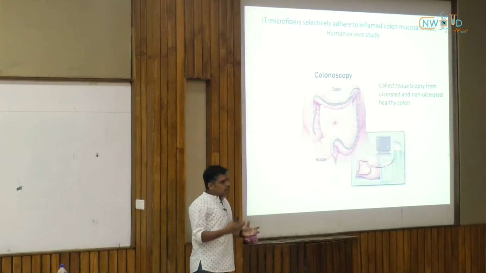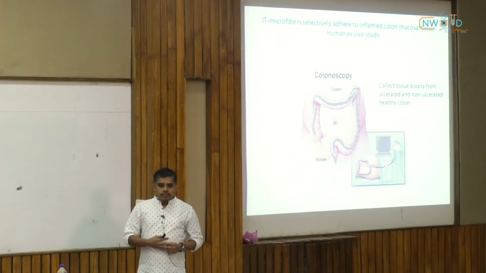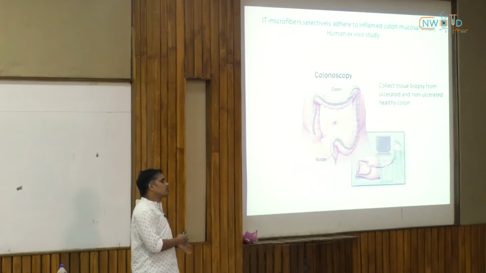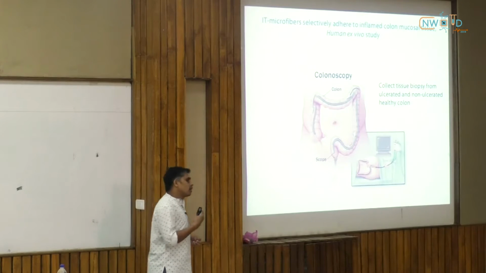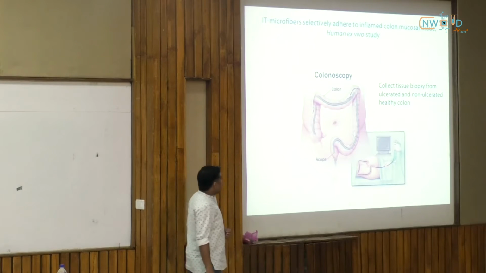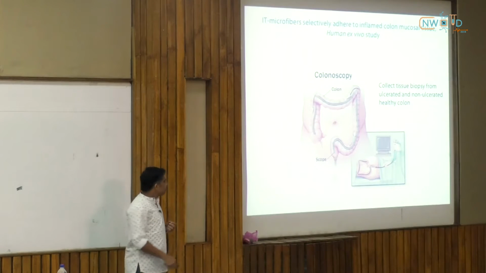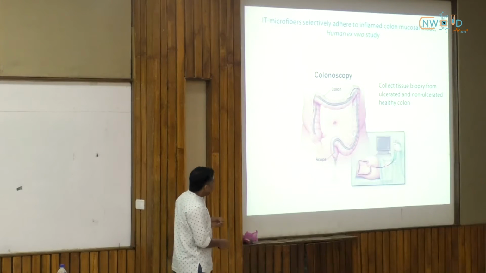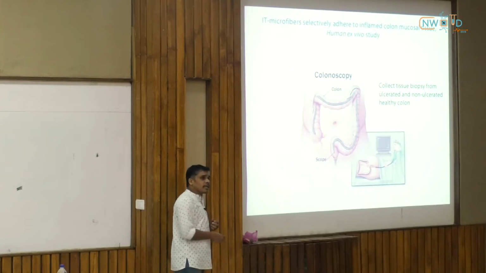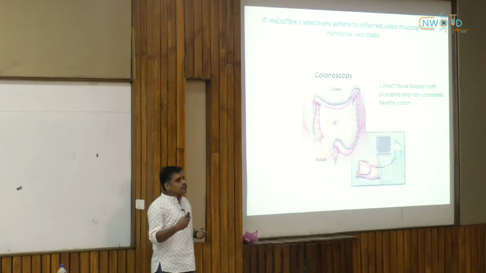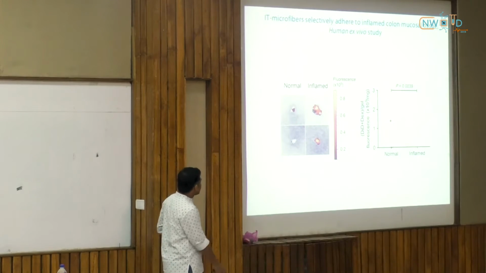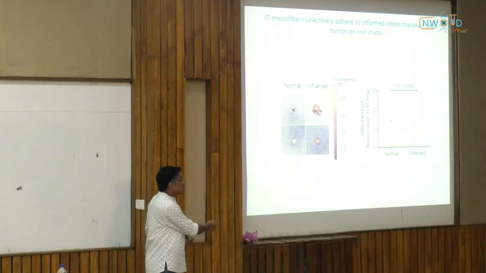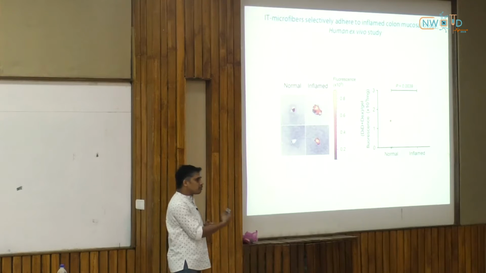Although we have shown that this can bind to mice tissue, can we translate that into human tissue as well? Whether these particles have the ability to bind to human ulcerated tissue as well. To test that, we collected tissue biopsies from IBD patients. From the same patients, you collect the tissue from their site of inflammation and also a healthy tissue from the same patient. And ex vivo, you incubate these fibers and watch to see how much specific adherence this material has. As you can see, the inflamed tissue has much higher adherence compared to the same person's healthy tissue.